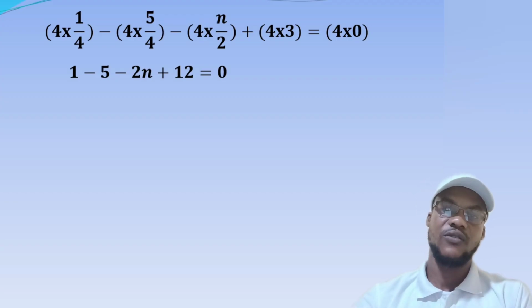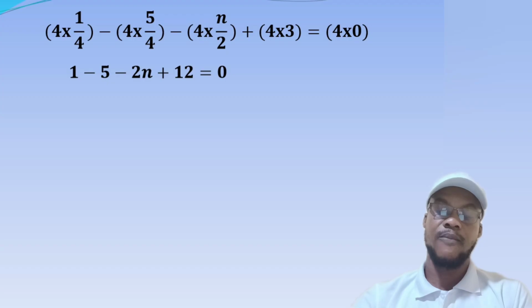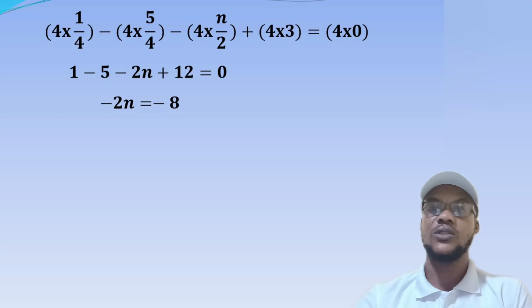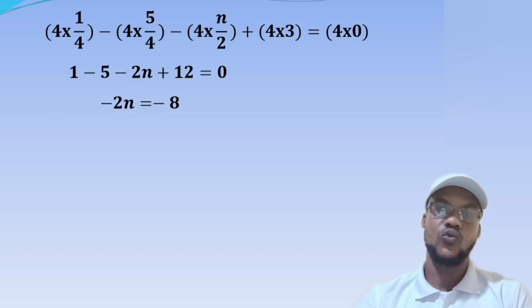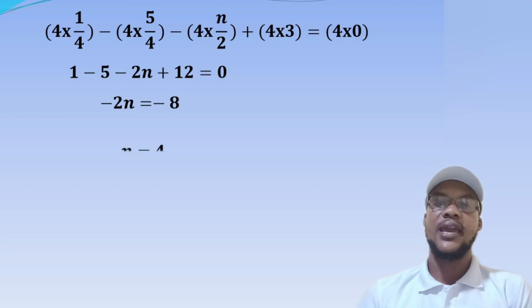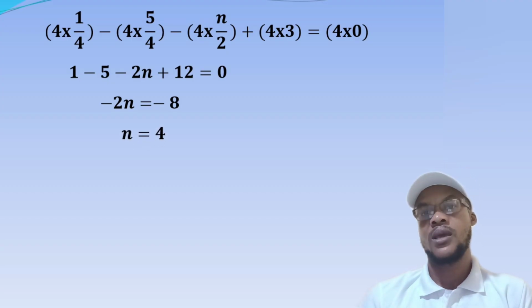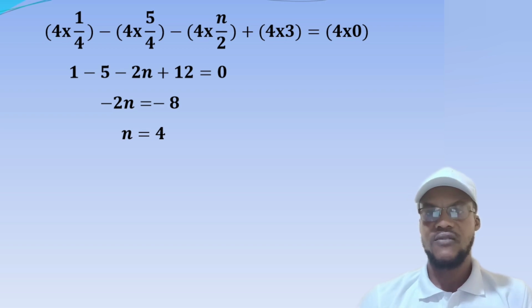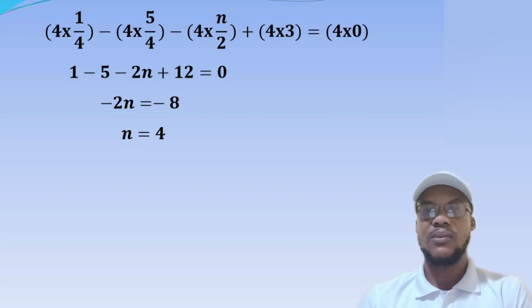So how do we find n? By grouping like terms. If we group like terms, then we are going to have negative 2n is equal to negative 8. When you divide both sides by negative 2, then you are going to get n to be 4. So the value of n is 4. And that answers the first question. So when you are given a question like this, it is very easy. This is how you go about it.